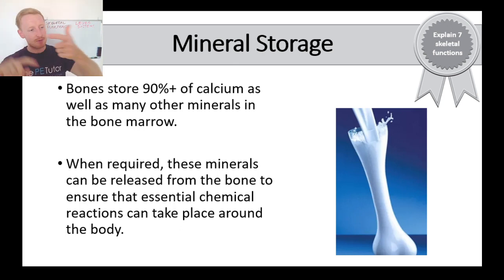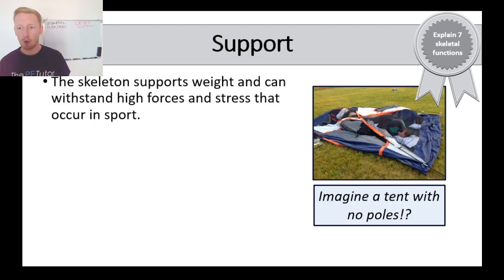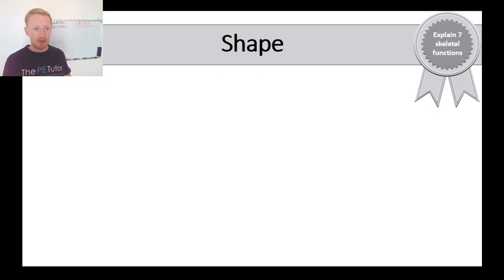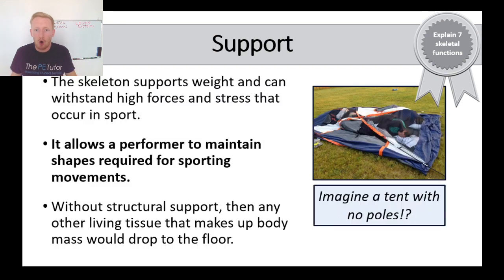MAPPS. Movement, attachment, protection, production, storage. Next one. Support. I've got this picture here of a tent. This almost goes back to what I was saying about 15 seconds ago, more like 5 minutes ago, about the mess of the body. We would just be a pile of flesh and muscle and, well, whatever else, if we didn't have this support. If there wasn't something inside of us holding us up, keeping our shape. Our shape will be our next one that we move on to in a second. But support, it holds things up.